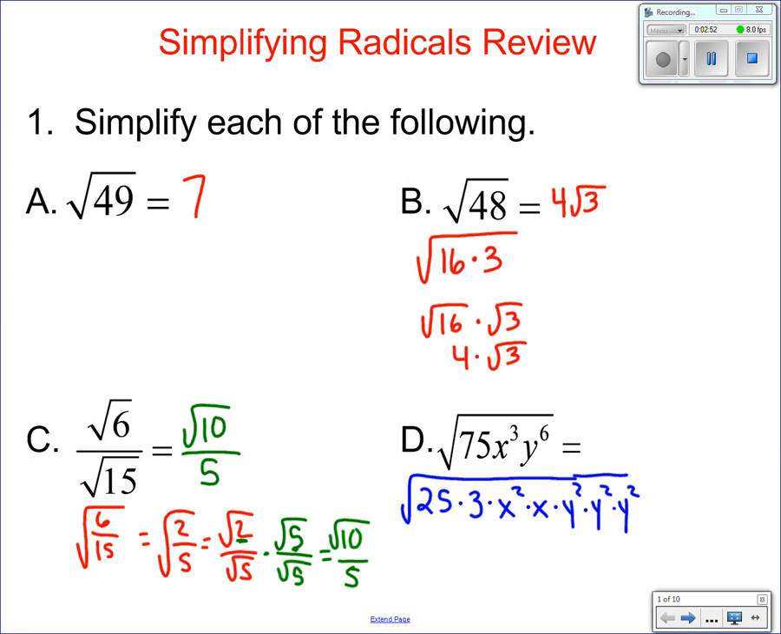So here this is going to simplify. The 25 simplifies to a 5. 3 can't be simplified anymore. X squared is just x. Y squared, y squared, y squared, that's y to the 3rd. So I've taken care of the 25, I pulled that out in front. I've taken care of the x squared. So we're just left with a 3x inside. So I have a 5x y cubed. Inside our radical, we have a 3x.